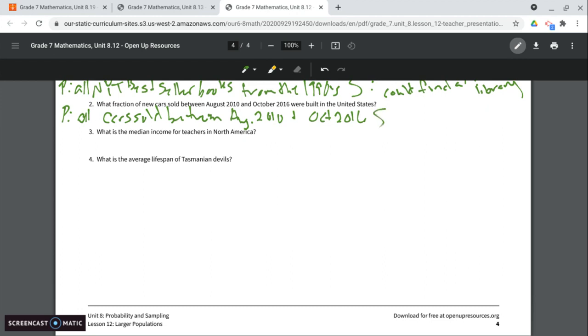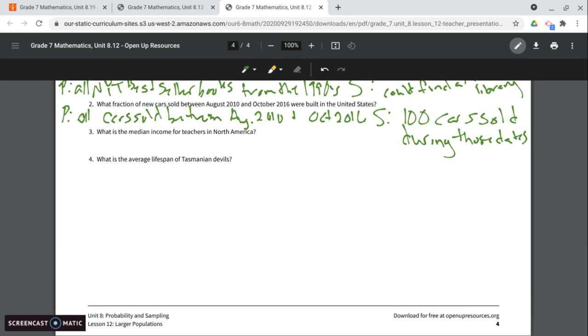The sample would be 100 cars sold during those dates. Because obviously we can't look at all the cars that were sold in those dates. So we want to look at a smaller portion, but we don't want to make it too small. We need to have a decent amount to still give enough variability to make it accurate, or in the hopes that it will be accurate.